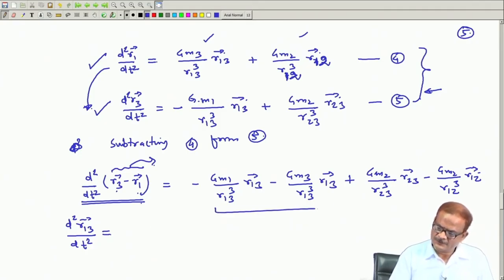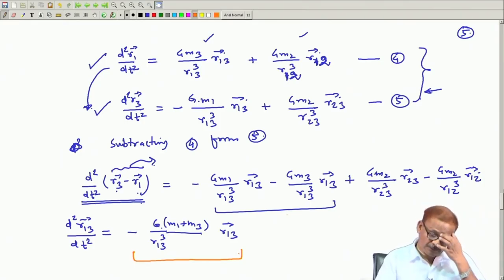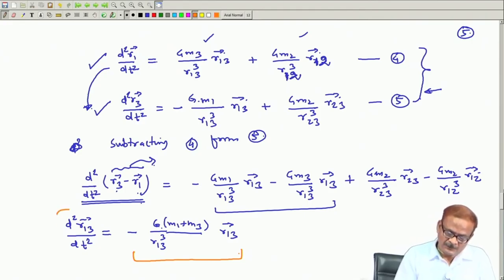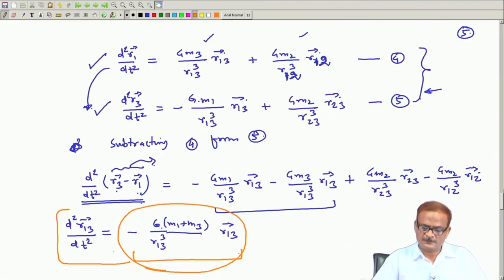And now, these two terms can be combined together. G we can take outside, r 1 3 whole cube, m 1 plus m 3, and if you can recognize, this term is what it would look like if the second body was not there. In that case, this particular part refers to the two body problem, how the mass 3 is moving with respect to mass 1.